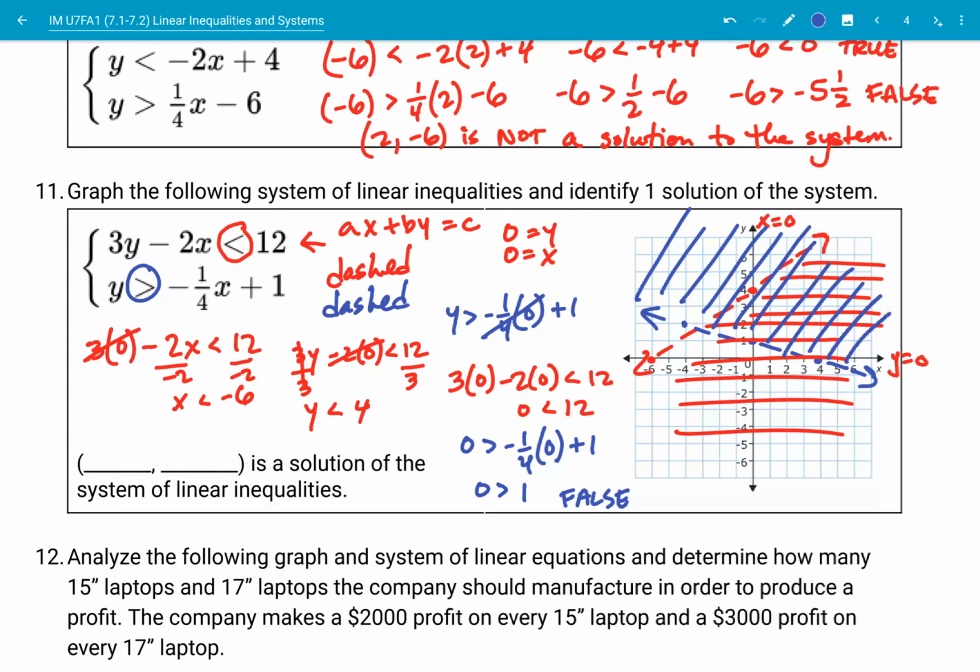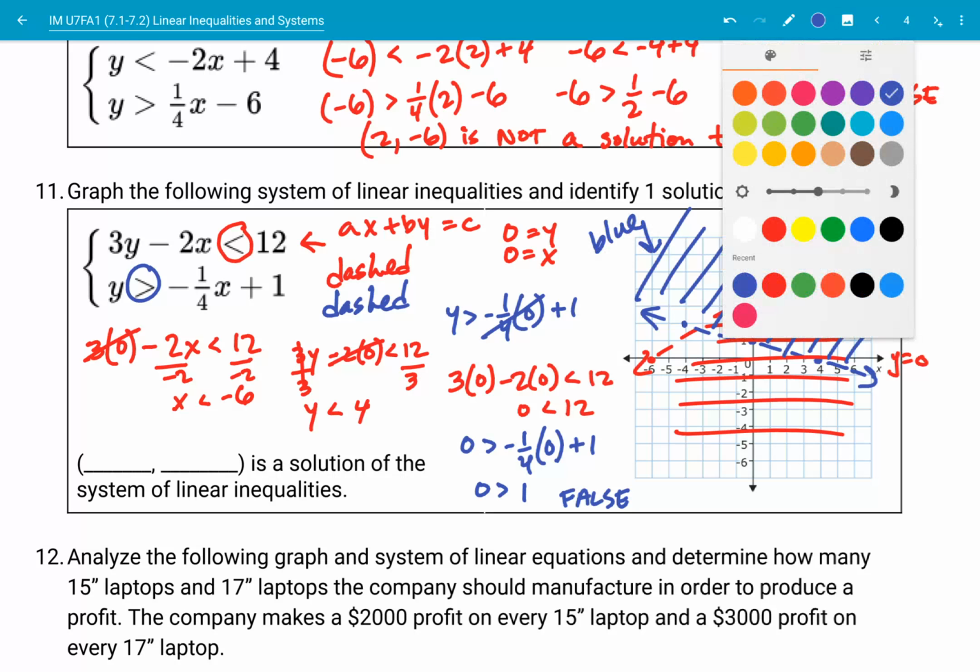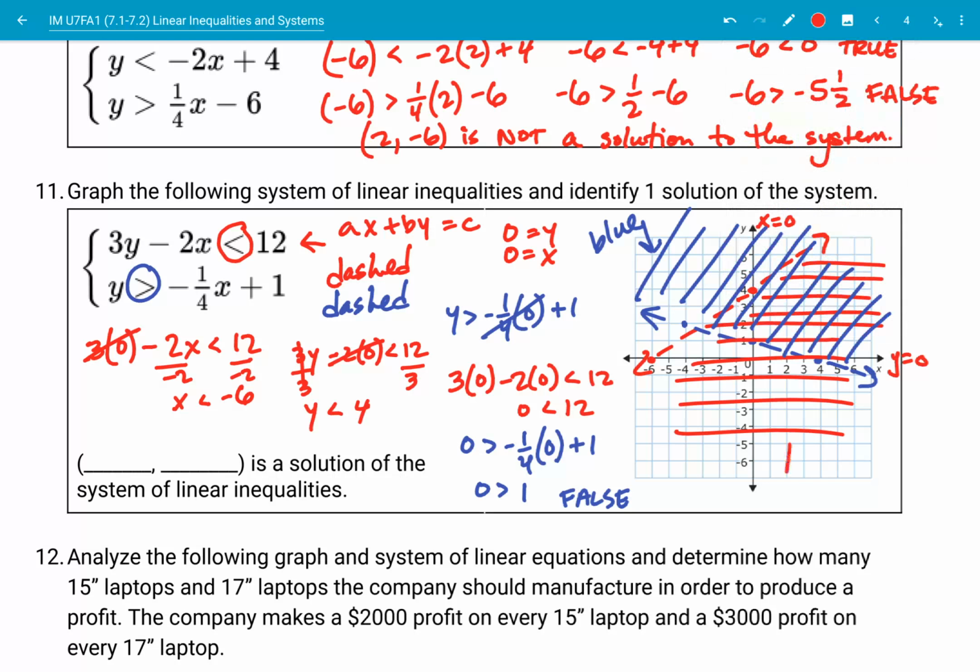And if we look on the graph, we can see that there's one part of the graph that's only blue, one part that's only red, and another part of the graph that's both red and blue. This part of the graph is the one that contains the solutions to the system. So you could pick literally any point in here. We could pick an easy point like 2, 2, right in there. That should be a solution to the system.